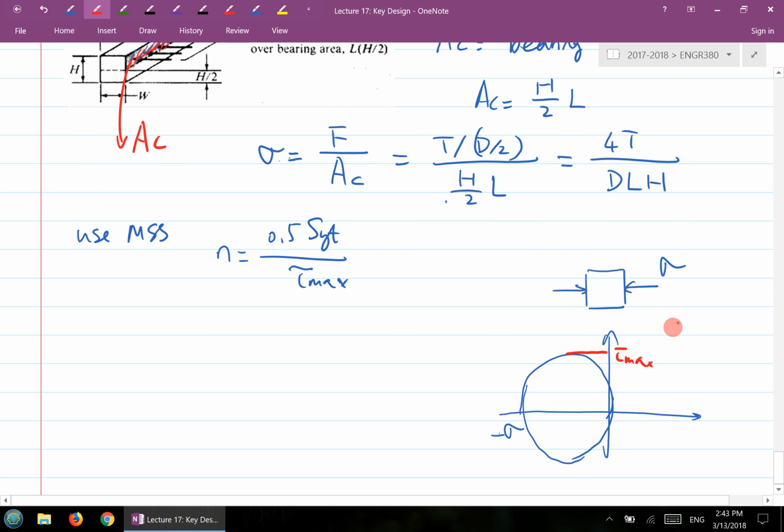Easily you can see now from the dimension, this maximum shear stress is equal to just half of the sigma, sigma over 2. So when you calculate using MSS, n is 0.5 SYT over half of this sigma, which becomes just SYT over sigma.